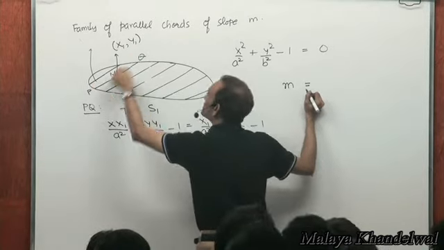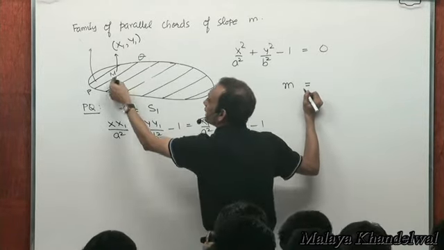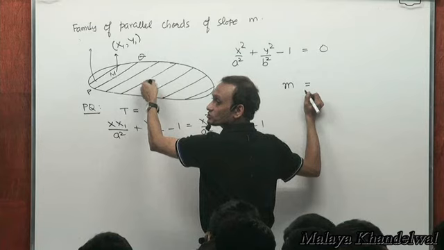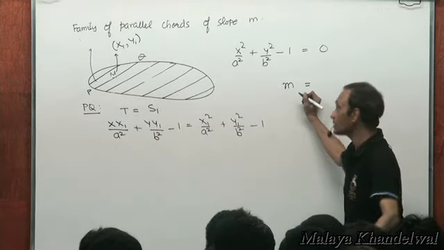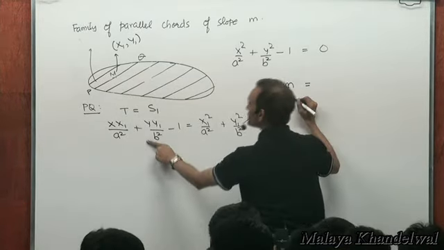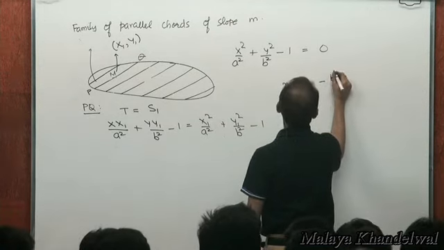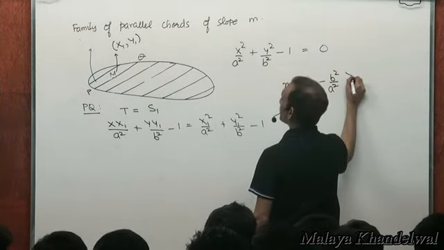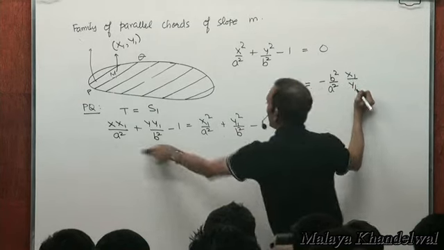Variable why? Because PQ could be this, PQ could be this, PQ could be this. M could be the midpoint of this, or the midpoint of this, or the midpoint of this, any one of these, right? M would be the slope of this, which is what? Minus b squared by a squared into x1 by y1 is the slope of this line. Can you see that?